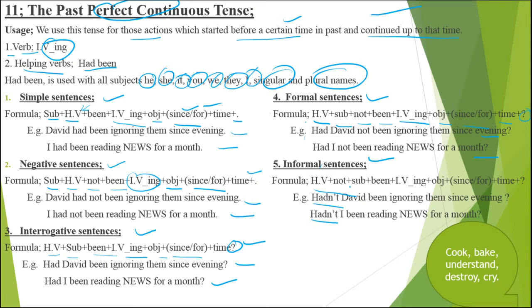And then after that, we have: subject, been, first form with ing, object, since, for and time, question mark. Keep in your mind, been shows that work is perfect continuous. Okay, example: Hadn't David been ignoring them since evening? Hadn't I been reading news for a month?